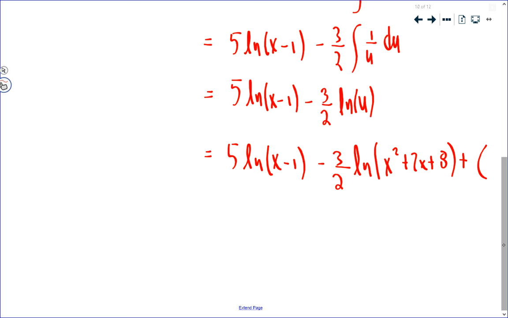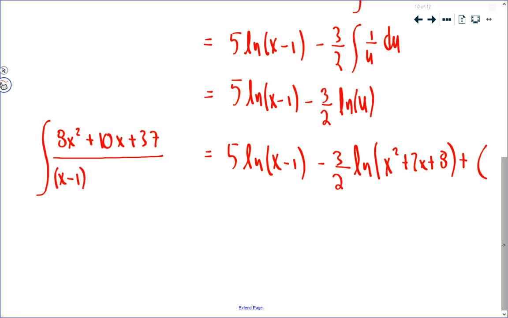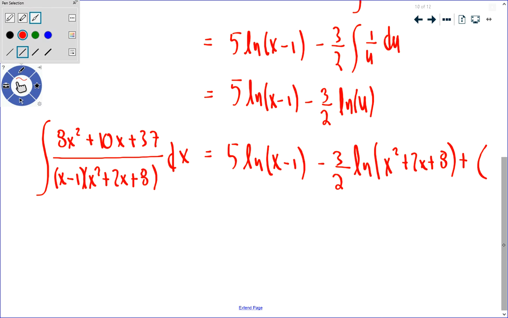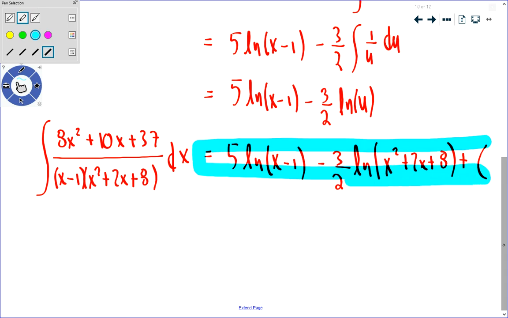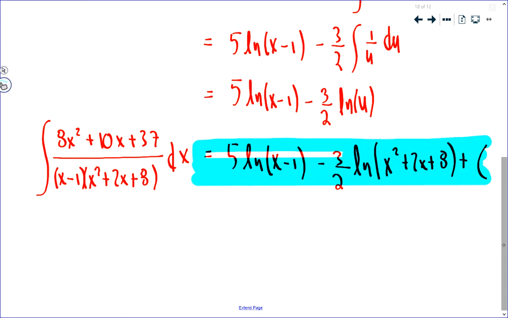What we have learned through this entire process is the integral of 8x squared plus 10x plus 37 over x minus 1, x squared plus 2x plus 8 dx is 5 ln x minus 1 minus 3/2 ln x squared plus 2x plus 8. So this is the answer to the problem.